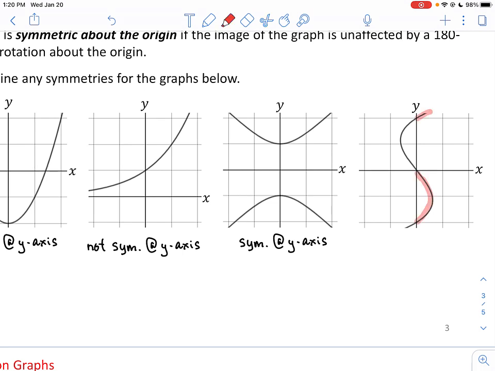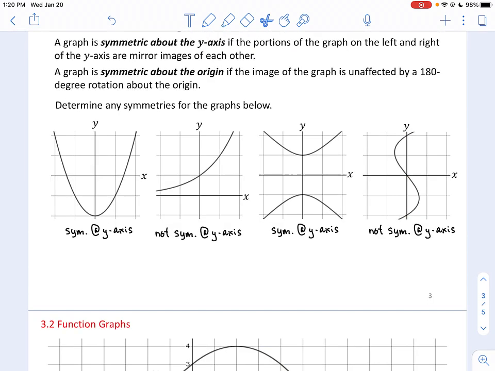And this last one, these are the parts that are to the right of the y-axis. When you reflect them across the y-axis, you expect to see that kind of thing, but you don't. They're not symmetric across the y-axis.